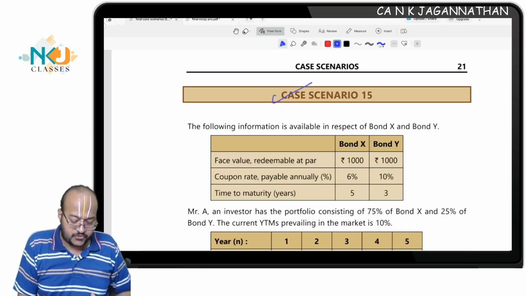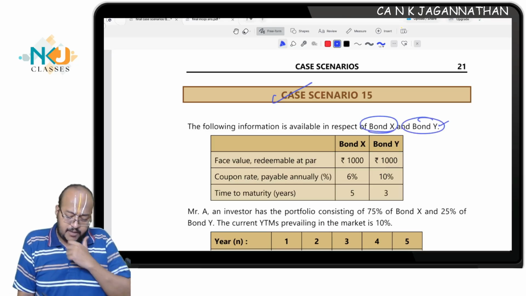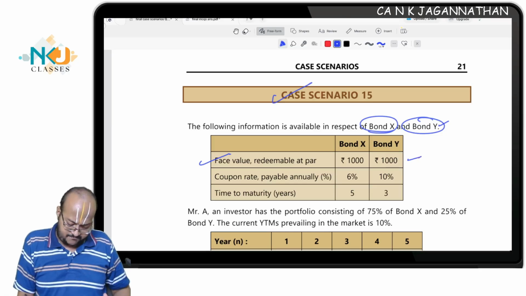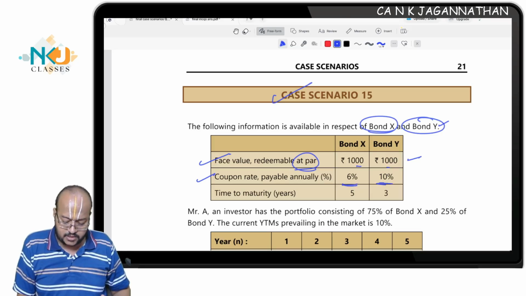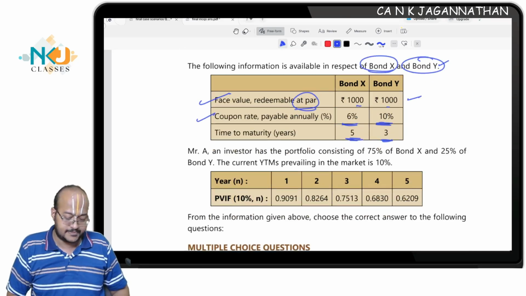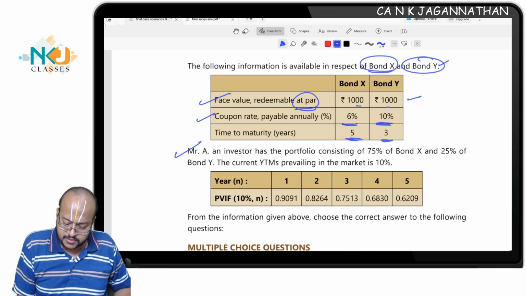Anyway, case number 50. The following information is available in respect of bond X and bond Y. Face value is given, redeemable at par, 1000. Face value is the same. Coupon rate is different: 6% and 10%. Time to maturity is 5 years and 3 years. Next, Mr. A, an investor, has a portfolio consisting of 75% of bond X and 25% of bond Y.